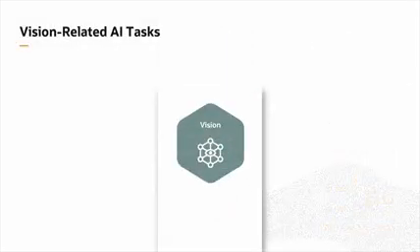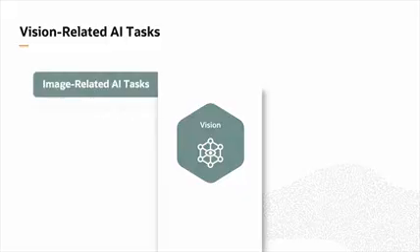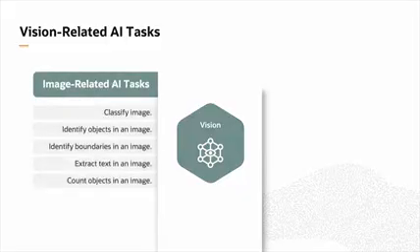Vision-related AI tasks could be image-related or generative AI. Image-related AI tasks will use an image as an input, and the output depends on the task. Some examples are classifying images, identifying objects in an image, and so on. Facial recognition is one of the most popular image-related tasks that is often used for surveillance and tracking of people in real time, and it's used in a lot of different fields, including security, biometrics, law enforcement, and social media.